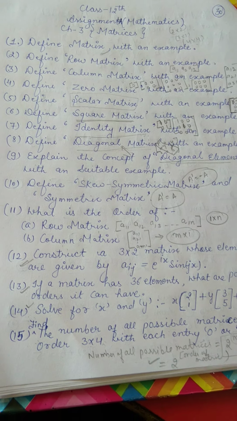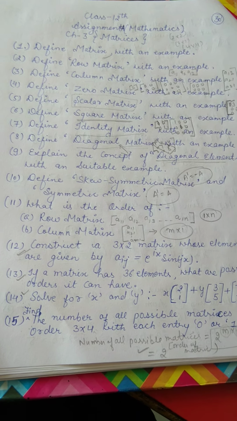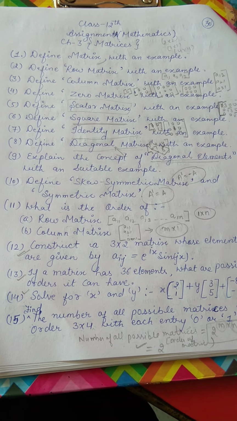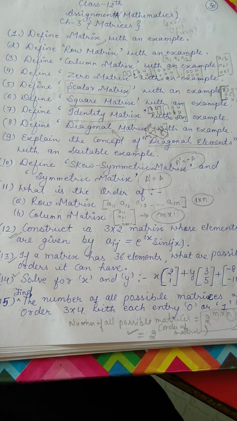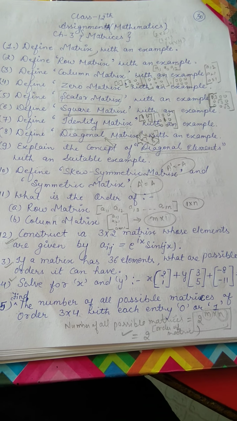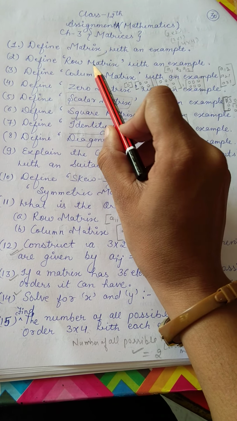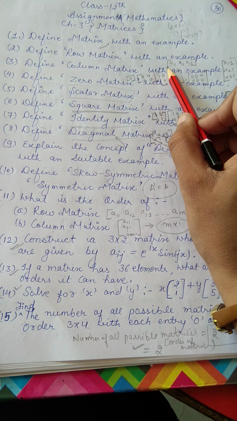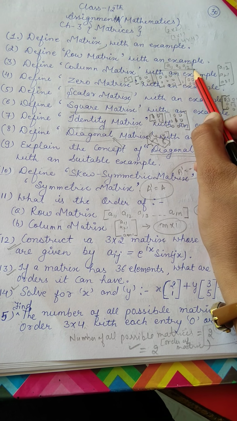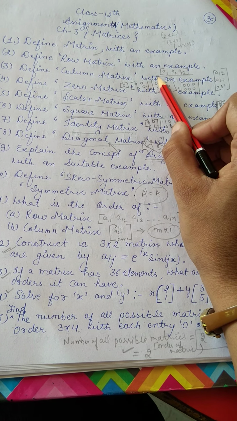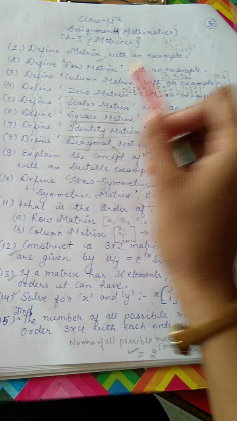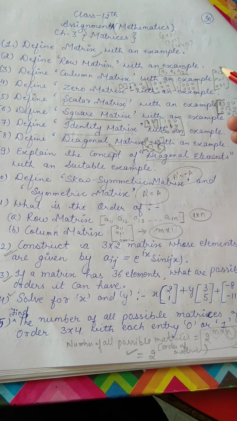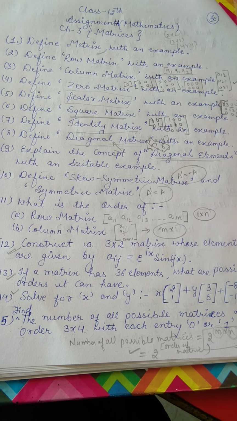a bit with you. That is, first question is define matrix with an example. In this you have to write the definition of matrix with a suitable example. Then is your row matrix. Here is the form of row matrix I have given to you, that it will have only one horizontal row. Then is बच्चे your column matrix. As per column matrix you will have only one vertical column.